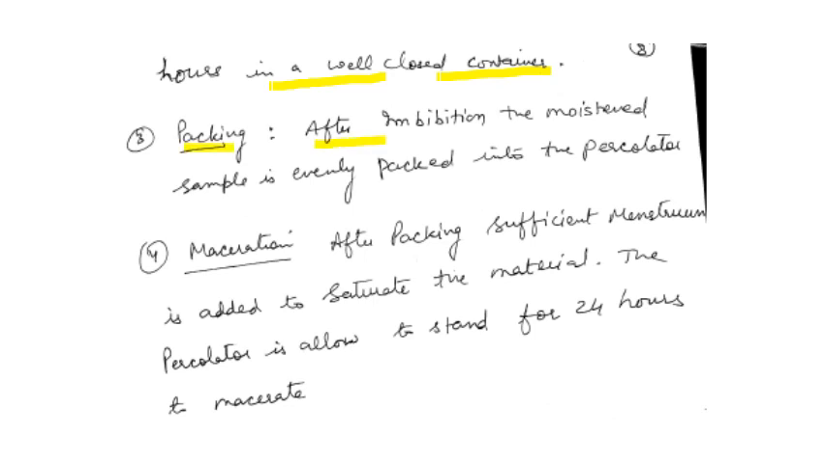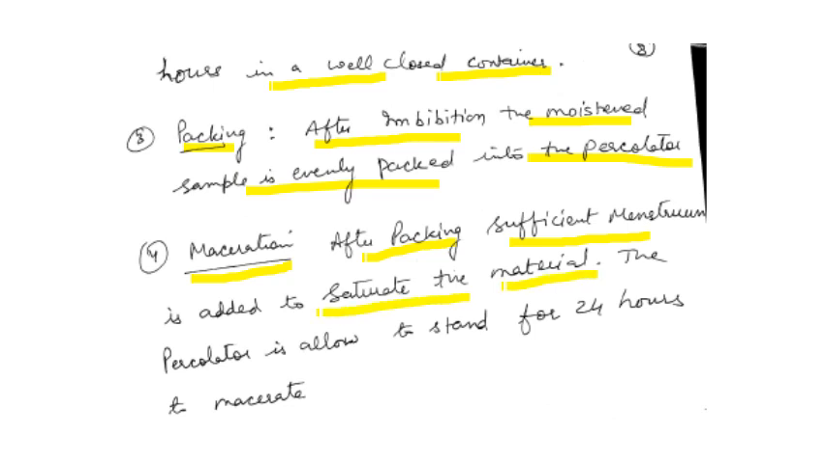Then we have packing. After the imbibition, the moistened sample is evenly packed into the percolator. We just use the moistened solution, and in a percolator, the cone shape or the cylindrical shape, it is to be packed. Then we have the maceration step. After the packing, sufficient menstruum is added to saturate the material. We add more menstruum so that the whole solution is in the saturated form.